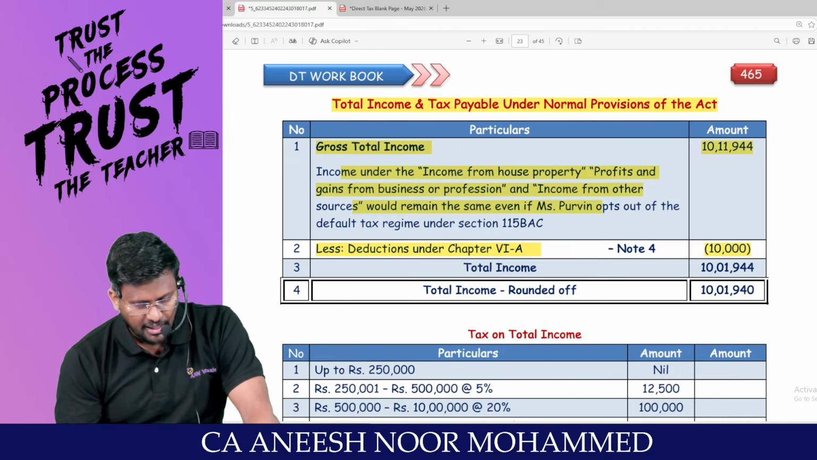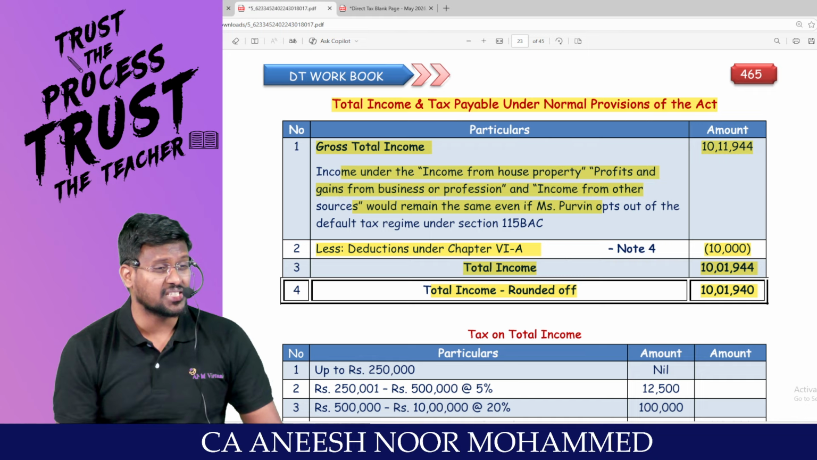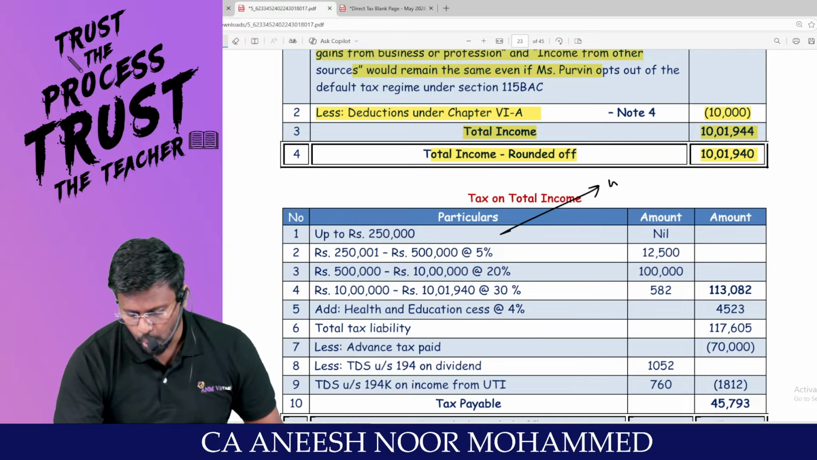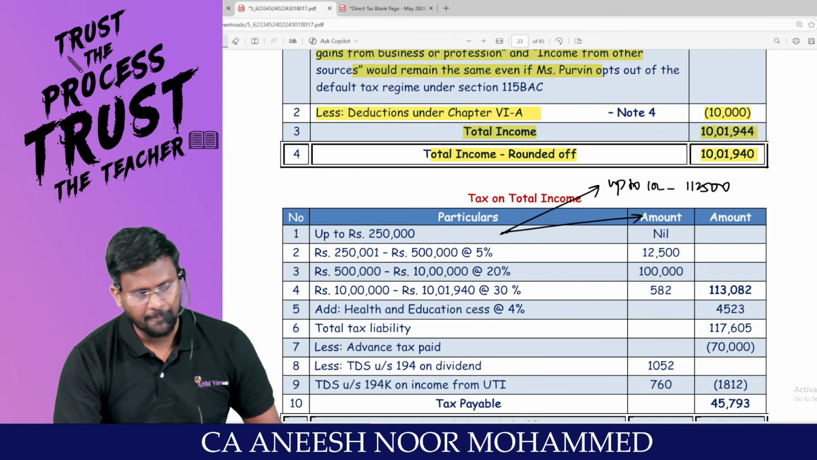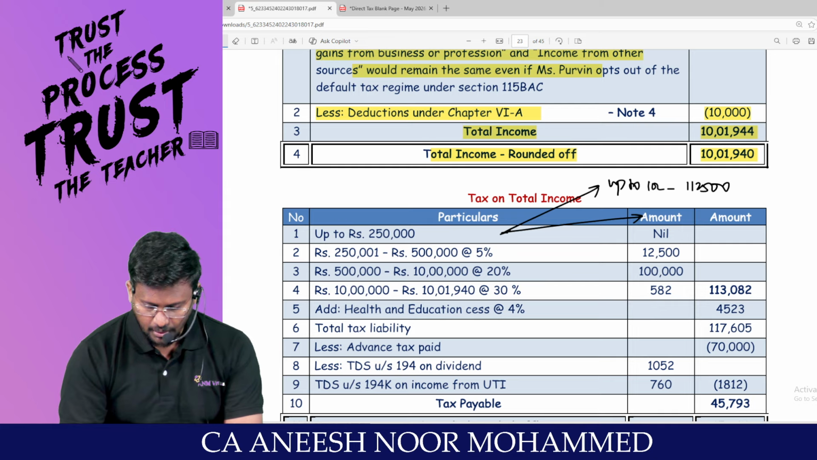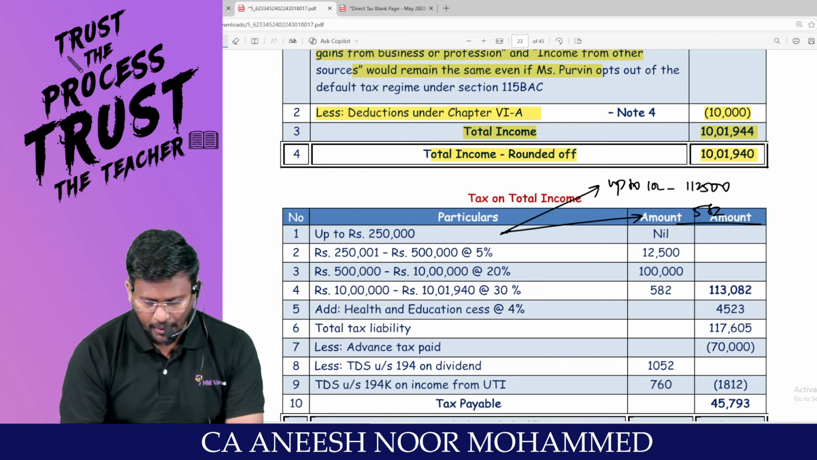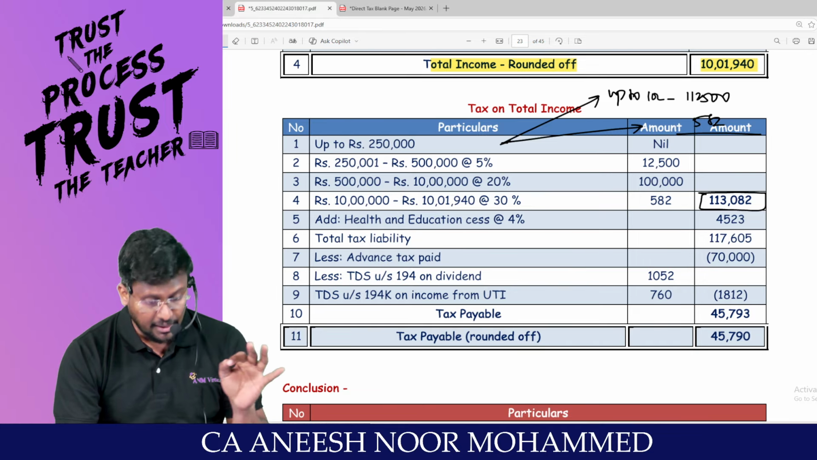Sir, greedy for 10,000 rupees, total income has become 10,01,944. This will be rounded off to 10,01,940 under optional tax regime. Up to 10 lakh, 1,12,500. Am I right? So up to how many lakh? 10 lakh, 1,12,500. Sir, more than 10 lakh, 30%. So 10,01,940 minus 10 lakh comes to 1,940, into 30% comes to 582. So 582 plus 1,12,500 comes to 1,13,082, which is the total tax payable.